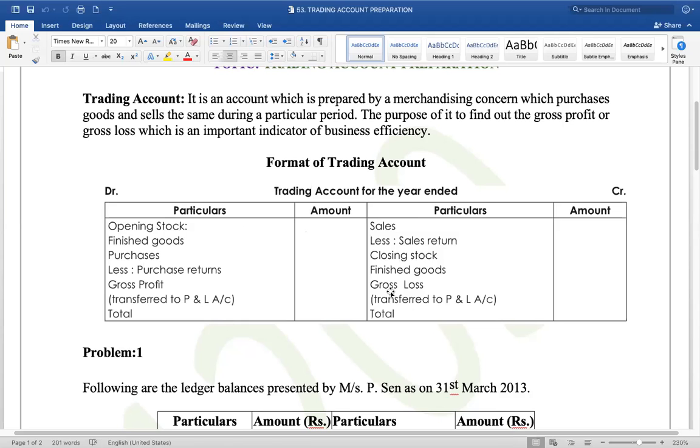Debit side, all expenses; credit side, incomes. The difference between the incomes and the expenses is gross profit. This is the gross profit. Where the debit is more than the credit, then you get gross loss here. Gross loss. And this gross profit is transferred to profit and loss account. Similarly, gross loss also is transferred to profit and loss account on the debit side.